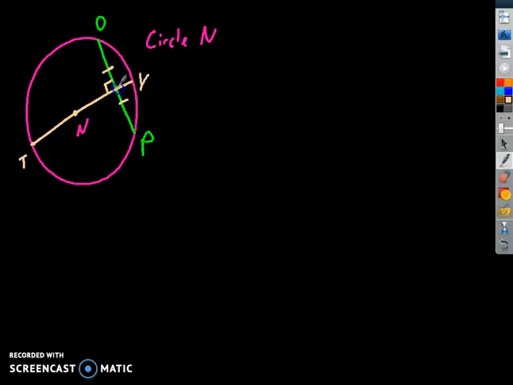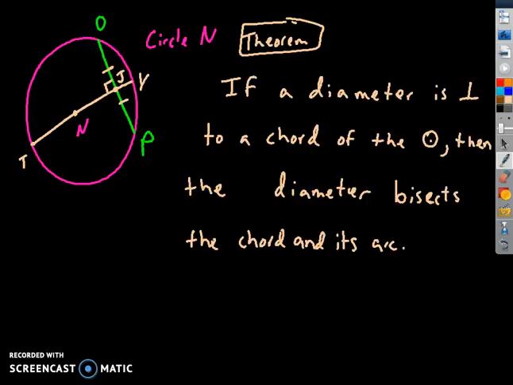All right, so let's put a point here. Let's call this point J. And so basically the theorem says this: if a diameter is perpendicular to a chord of the circle, then the diameter bisects the chord and its arc.